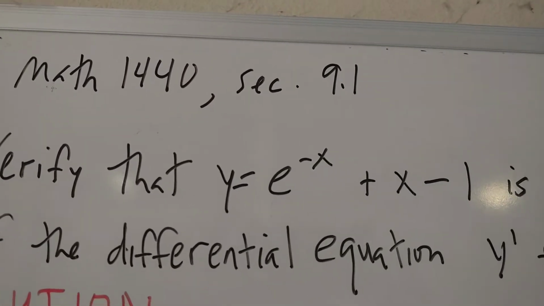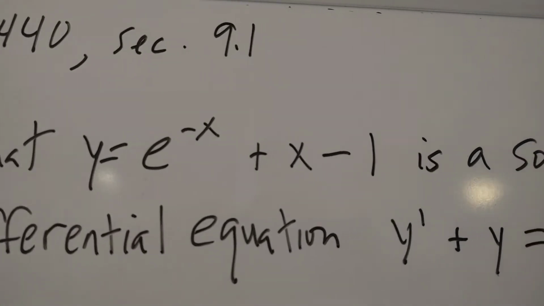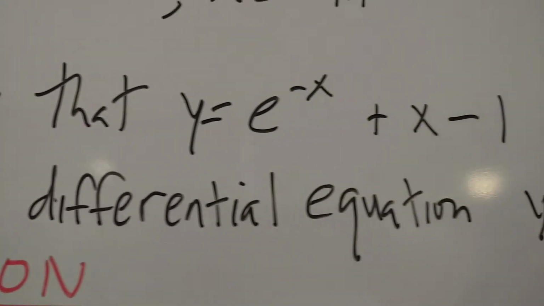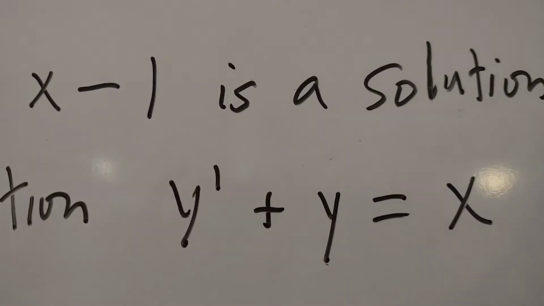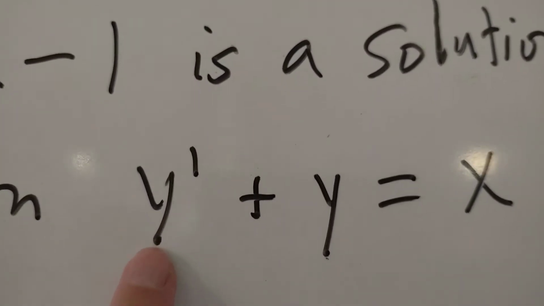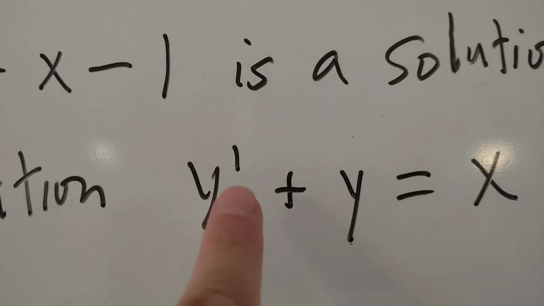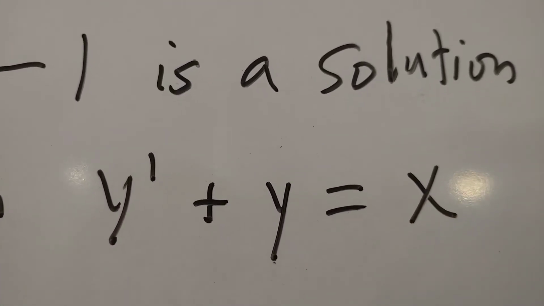Verify that y is equal to e to the negative x plus x minus 1 is a solution of the differential equation y prime plus y equals x. So a differential equation is an equation with a derivative. It can be y prime, it can be y double prime, any derivative at all. So a derivative of any order.